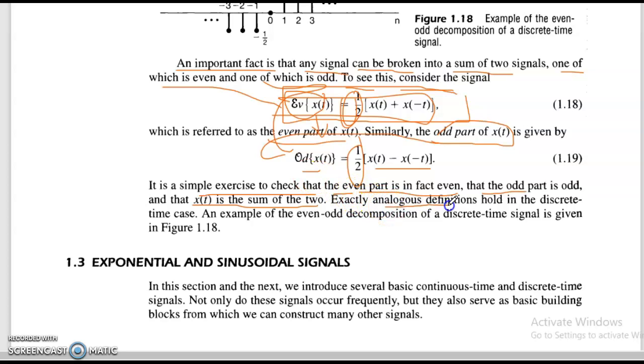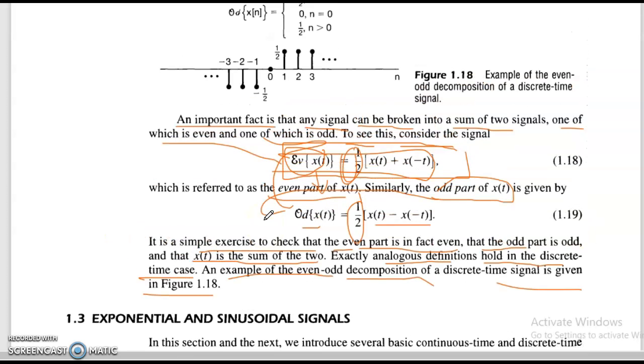Exactly analogous definitions hold in the discrete time case. An example of the even-odd decomposition of a discrete time signal is given in figure 1.18.